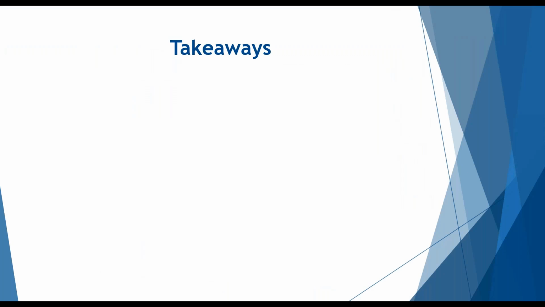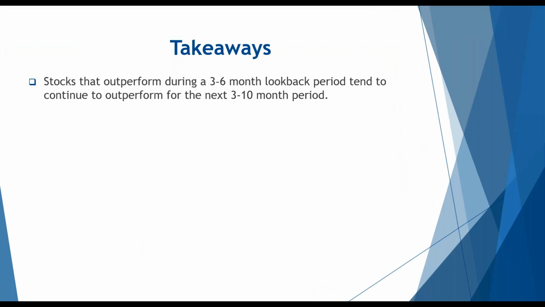All right, so what are some takeaways? Remember, relative strength theory says that stocks that have performed well for 3 to 6 months tend to outperform for the next 3 to 10 months. In other words, don't be afraid to buy a new high in a stock that is making a new 3-month high, as long as you can put the pieces of the puzzle together.